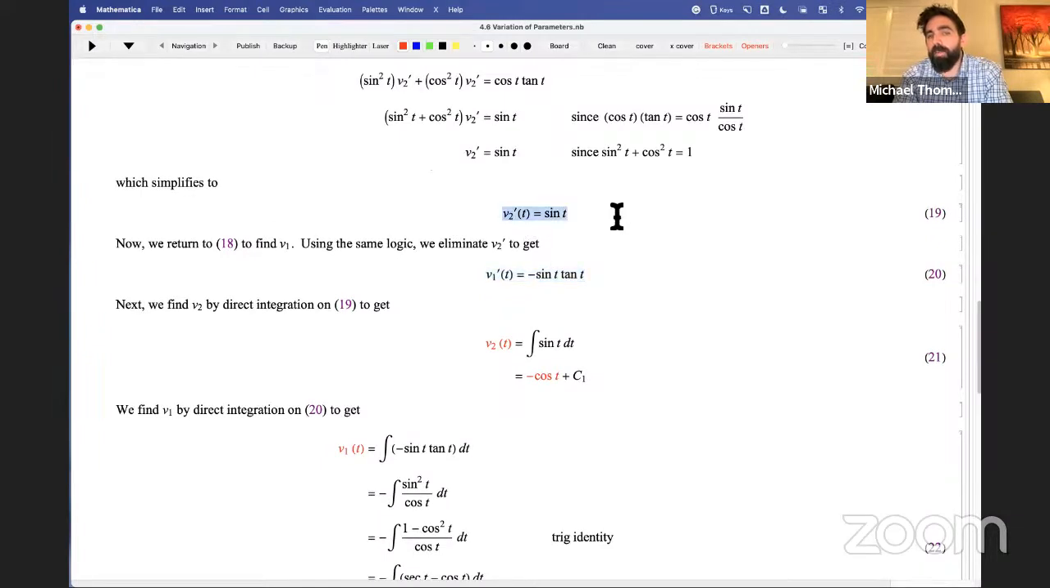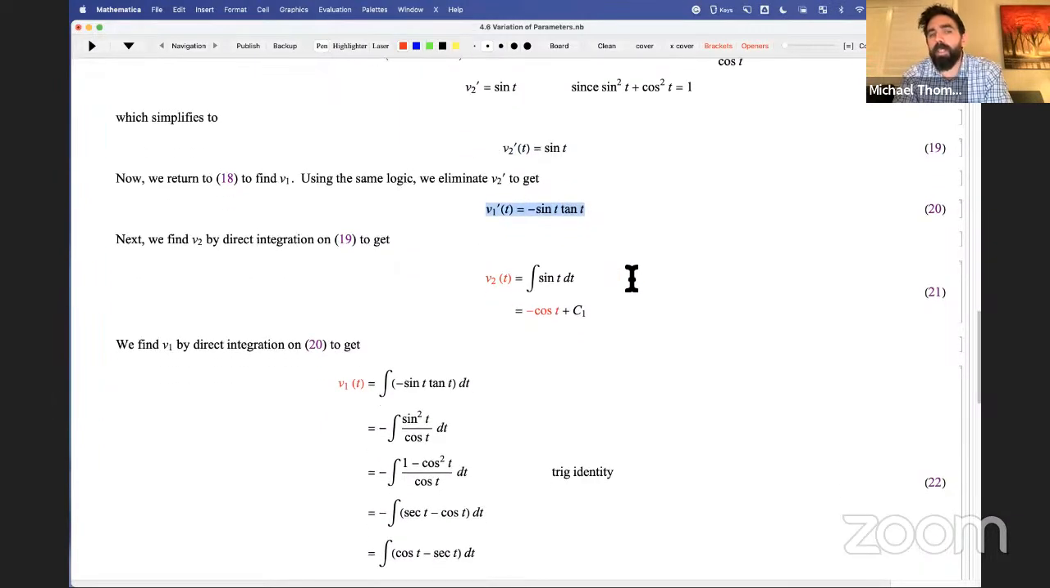All right, now that we've got v2 prime, we've got v1 prime, we're just going to integrate each of them. This one's easier, so let's start with that one. If you integrate equation 19 on both sides, you're going to get the integral of sine t dt, which is negative cosine t plus c1. You don't have to worry about the constants. They're going to be absorbed anyway. So just keep note, we only care about that negative cosine t.